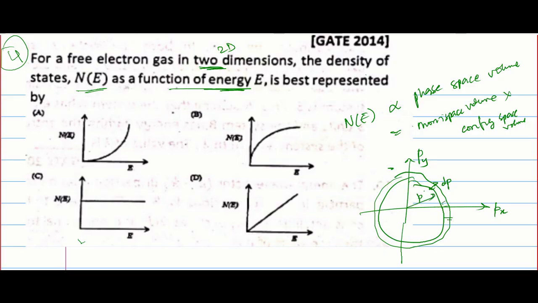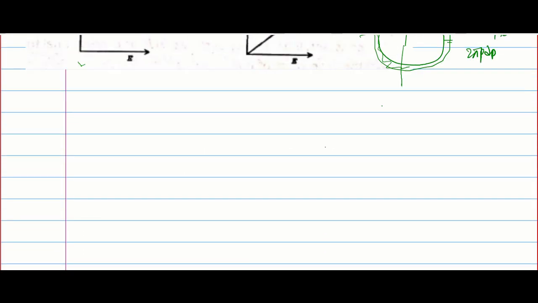So what is this area? This area is 2 pi p dp, right? Now p is the momentum, root 2mE, and dp is 1 by root 2m, half, into this. So what is g(E)? It's proportional to 2 pi p dp, as we said.